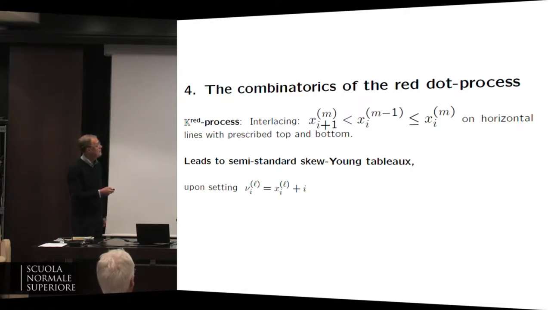The ith coordinate at level m minus 1 sits between those two at the next level; they are interlacing. Now what I want to say is that this leads to a semi-standard skew Young tableau.